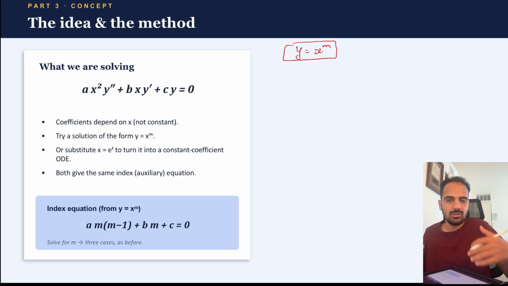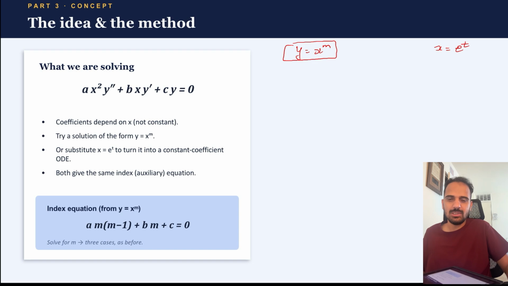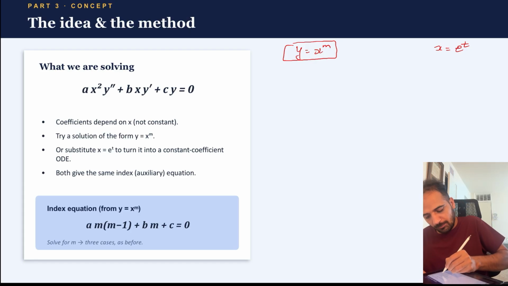Once we get our auxiliary equation, we'll solve it for the roots, and for the different cases of the roots we'll have different solutions of the differential equation. The next is by assuming the independent variable x to be e power t, and converting this Cauchy-Euler equation into a constant coefficient equation. I'll show these methods in the following example. For now, let's talk about getting the solution from the form y equals x power m.